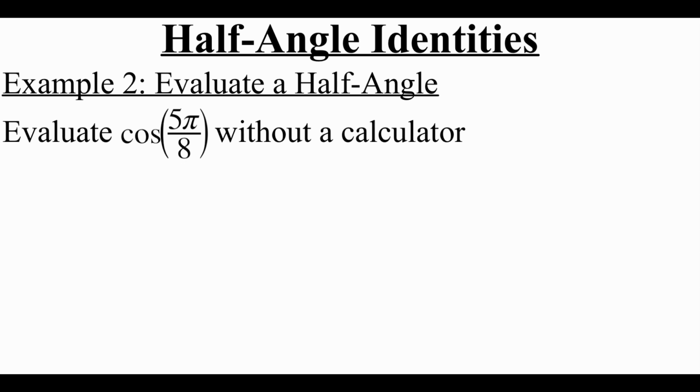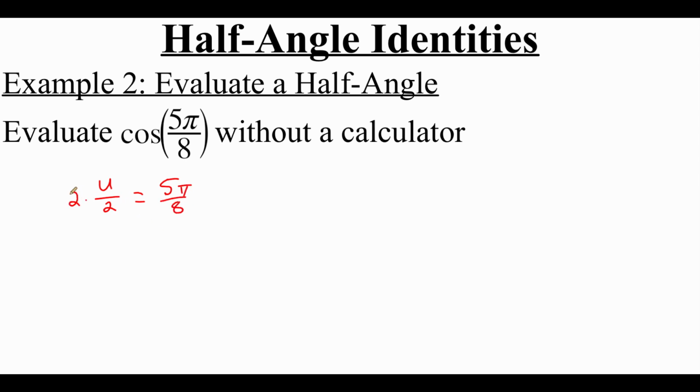Now in this example, we're going to look at evaluating the cosine of 5 pi over 8 without using our calculator. When we're dealing in radians, that always seems to make things a little trickier, and it's not always easy to establish what your u value is going to be. What might be helpful to think about is that we're dealing with a half angle, so it's going to be some angle over 2, and the answer we're getting here is this 5 pi over 8 angle.